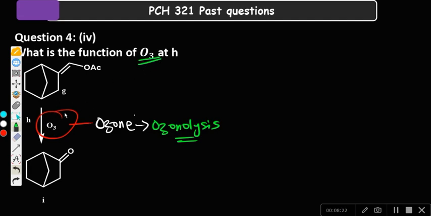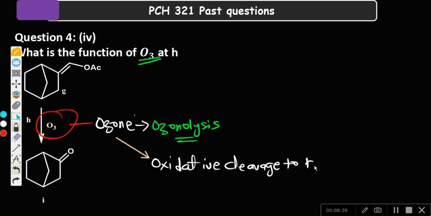This O3, which is ozone, can we say ozone helps in oxidative cleavage to ketone? It helps in oxidative cleavage to ketone. In brackets, you can put ozonolysis. Are you getting it now? That is the work of ozone.